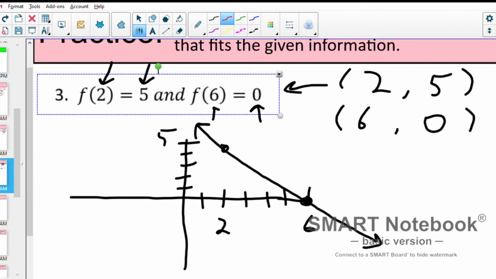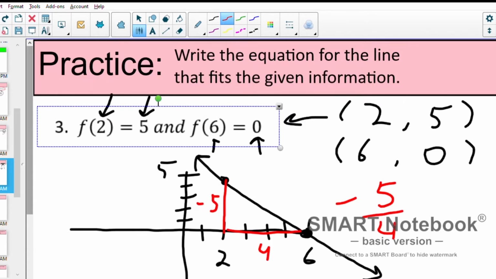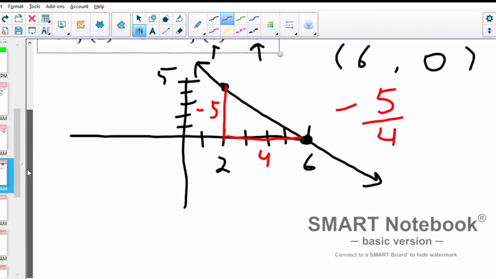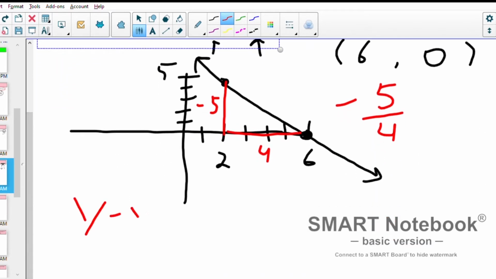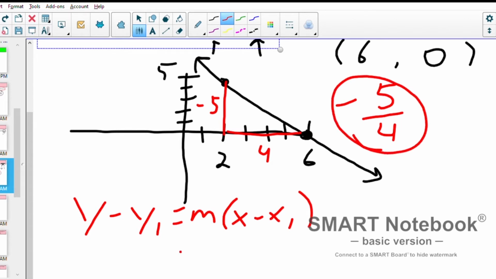Find our rise. We're going from 5 down to the axis, which is down 5. And then we're going from 2 to 6, which means we go over 4. So our slope is -5 over 4. Let's go ahead and use point-slope form next. So that would be y minus y1 equals m times x minus x1. We have that slope right here, -5/4. So I'm going to put that in, -5/4.